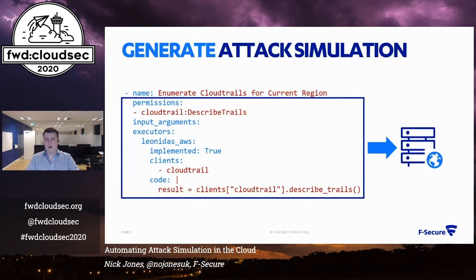So here's an example of a test case for enumerating CloudTrails. An attacker's likely to want to see if they're being monitored when they land in an account. So we define, in this case, a single line of Python saying cloudtrail describe_trails, calling the Boto3 underlying API call there. And that's then baked into the web API that's exposed as a Lambda function, and we can call that via an AWS API Gateway that's exposed.